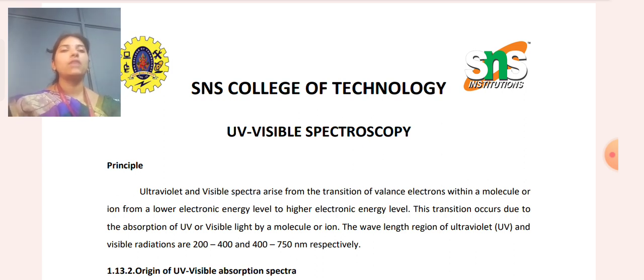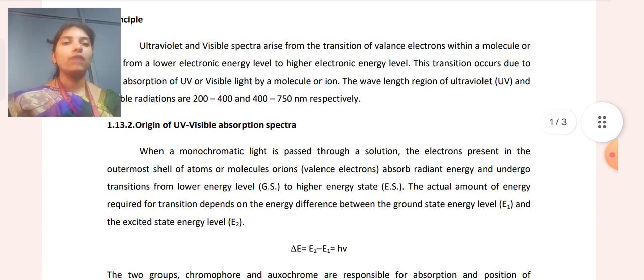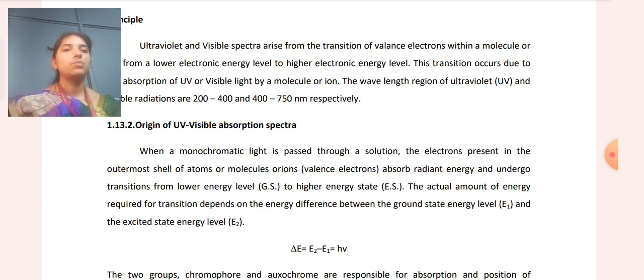The ultraviolet and visible spectra arise from the transition of valence electrons within a molecule or ion from a lower electronic energy level to a higher electronic energy level. This transition occurs due to the absorption of UV or visible light by a molecule or ion. The wavelength regions of ultraviolet and visible radiations are 200 to 400 and 400 to 750 nanometers respectively. These are the principles shown in the diagrams, how the absorption of light will be affected. Origin of UV visible absorption spectrum.